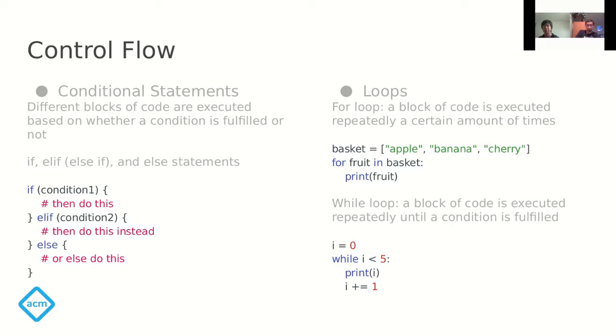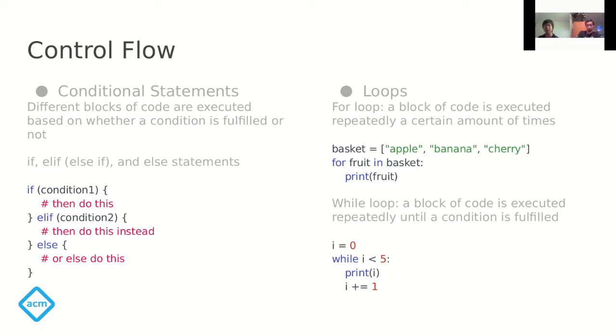Another type of control block that we have is called loops. These are what you'll be using to iterate over different blocks of code in a repeated fashion. Here, you have a variable such as basket, which holds the values apple, banana, and cherry. We have what's known as a for loop, which runs code a certain number of times. We have for fruit in basket, and each fruit in the basket will be printed out. In this case, this block of code will print out apple, then banana, then cherry.